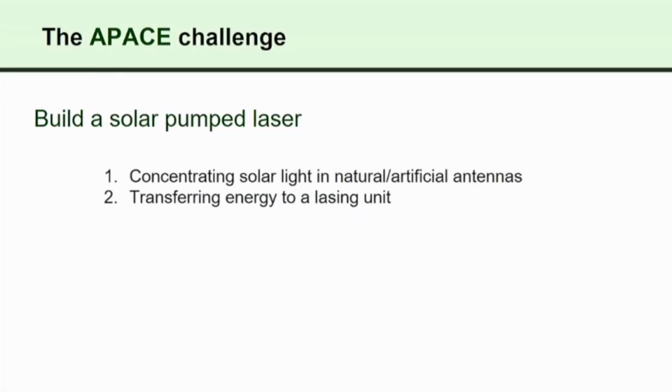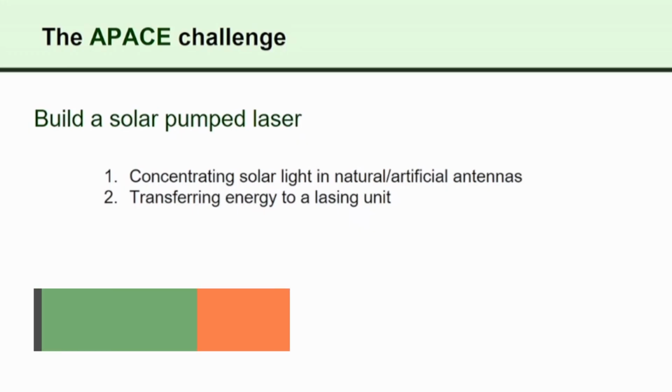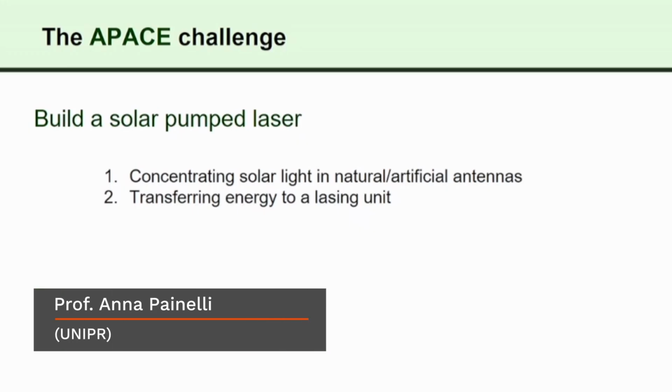Very quickly, we want to build a solar pumped laser. And there are many challenges in front of us. But as a material scientist, I will not be involved in the design of the laser, but I'm interested in the material. Other people will work on the design, of course. I'm interested in the material.